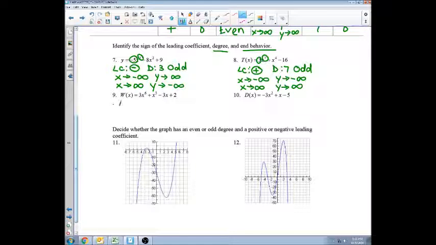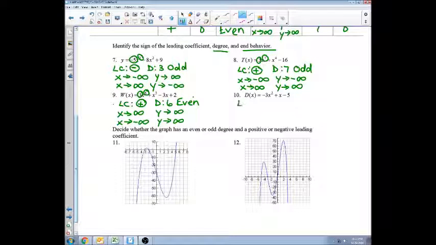My leading coefficient is positive 3, so it'll be positive. My degree is 6, so it'll be even. As x approaches positive infinity, x approaches negative infinity, right? We're good there. It's the same thing every single time. Now, what you need to remember about even degrees is both of your y's will take the sign of the leading coefficient. That's a little shortcut. If I have an even degree, both of my y's will take the sign of the leading coefficient.